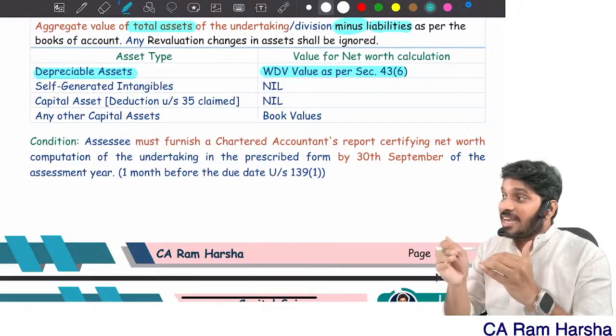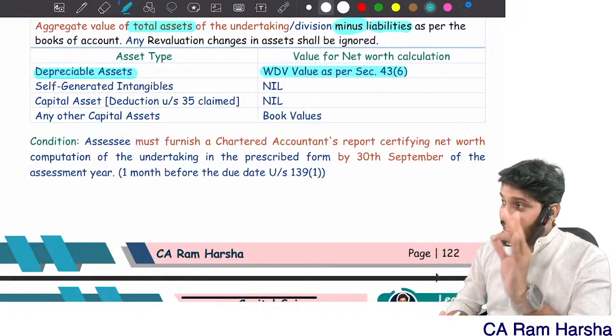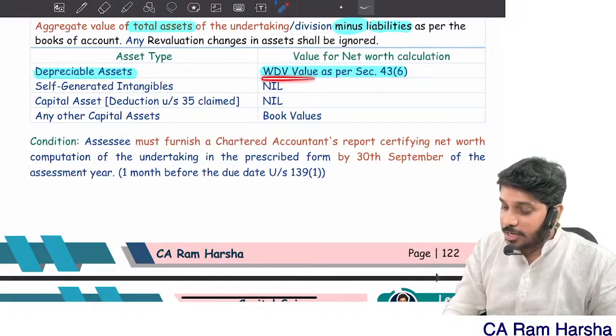Now, total assets minus liabilities is equal to net worth. Now, net worth for depreciable assets, you should take what? WDV value.